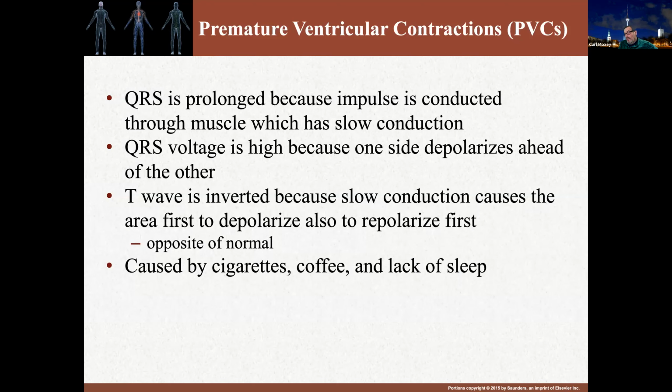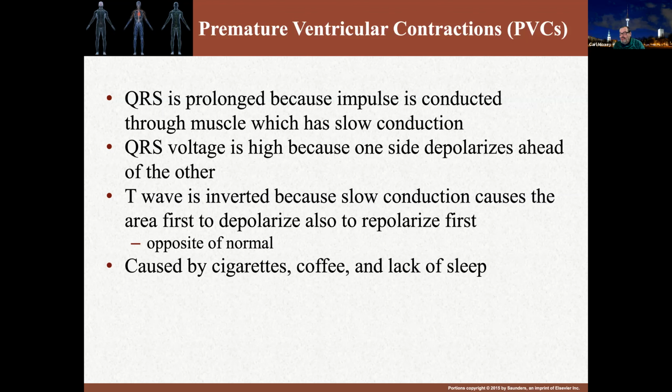We have generally in a premature ventricular contraction, we see a prolongation of the QRS complex. The reason for this is that the impulse is conducted through muscle rather than through the conduction system, and that has a much slower conduction velocity than the conduction system does. The QRS voltage is also high because one side is depolarizing before the other. And you would expect to see an inverted T wave.